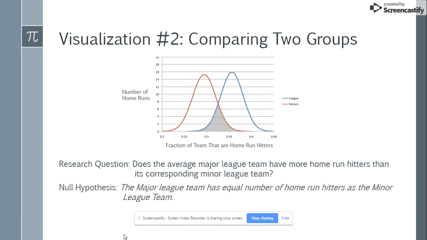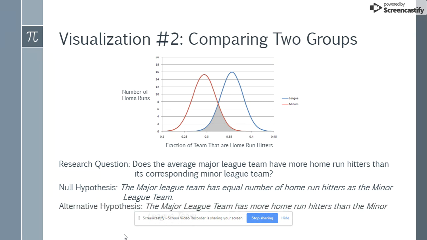For the sake of this example, we're going to come up with a null hypothesis again. I know I've already said it, but a null hypothesis needs to be a premise that can be tested and falsified. Ours reads: the major league team has an equal number of home run hitters as the minor league team. The alternative hypothesis reads: the major league team has more home run hitters than the minor league team.